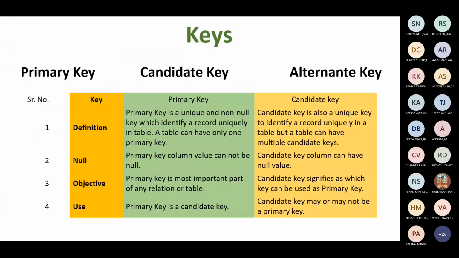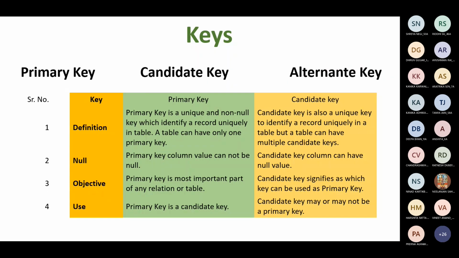Yes or no? Got it? Yes, sir. Now, see, this is the difference: primary key, candidate key, alternate key. What is the difference between primary key and candidate key? First, the definition, of course, you know. Null value. Primary key column value can't be null. Candidate key column can have null value. So this is the primary difference between your primary key and a candidate key.